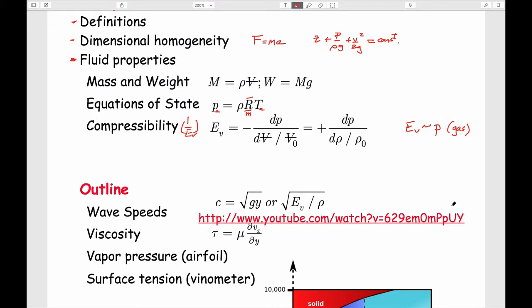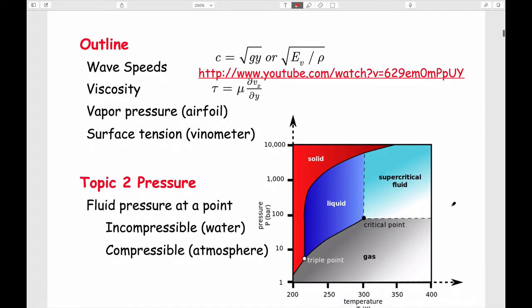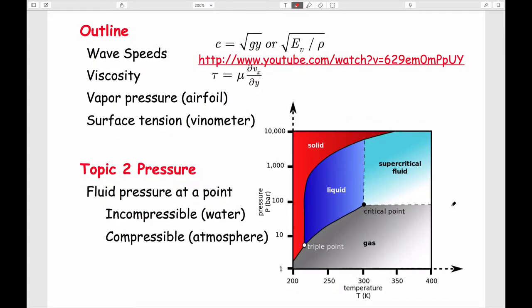So today we'll carry on. We'll finish off the last part on properties of fluids. The outline for today covers the things that we have defined here. We'll talk about wave speeds. We'll talk a bit more about viscosity, maybe go through an example. We'll talk about the ideal gas law in terms of vapor pressure. And we'll talk about surface tension. So these are the 4 things I guess we'll try and discuss today.